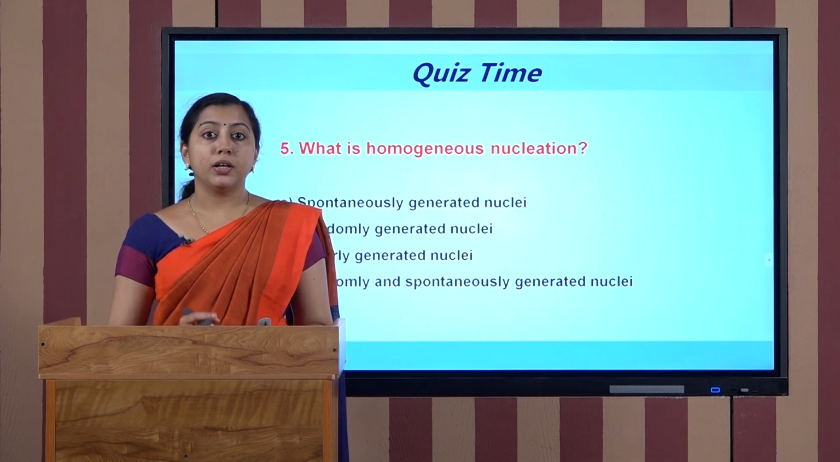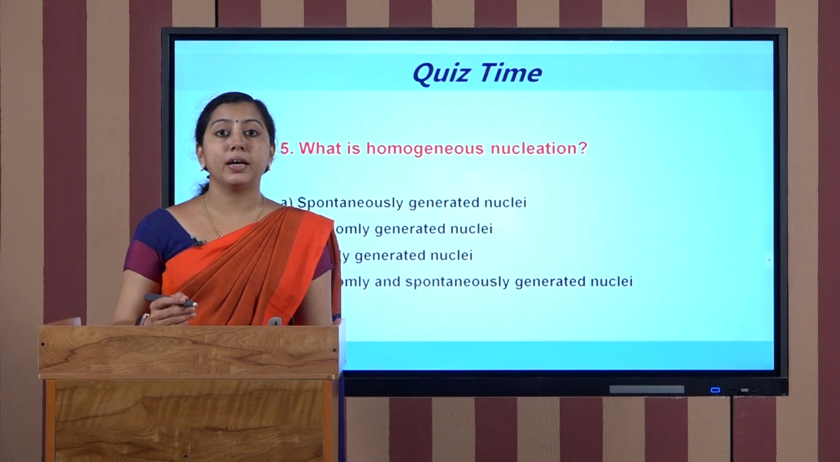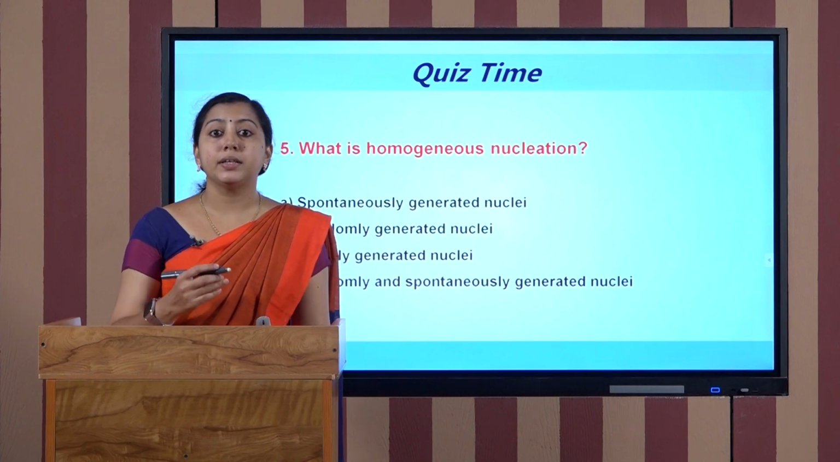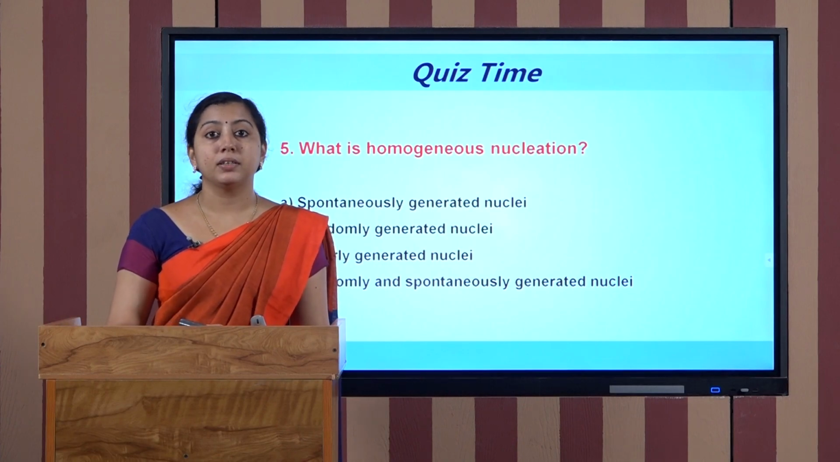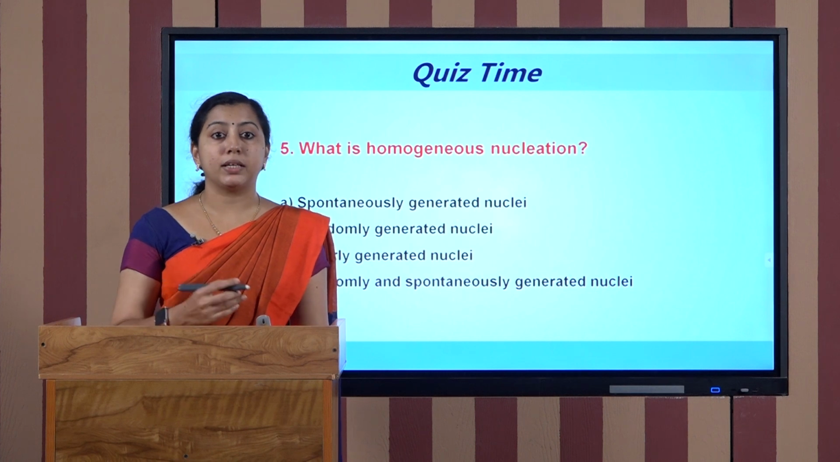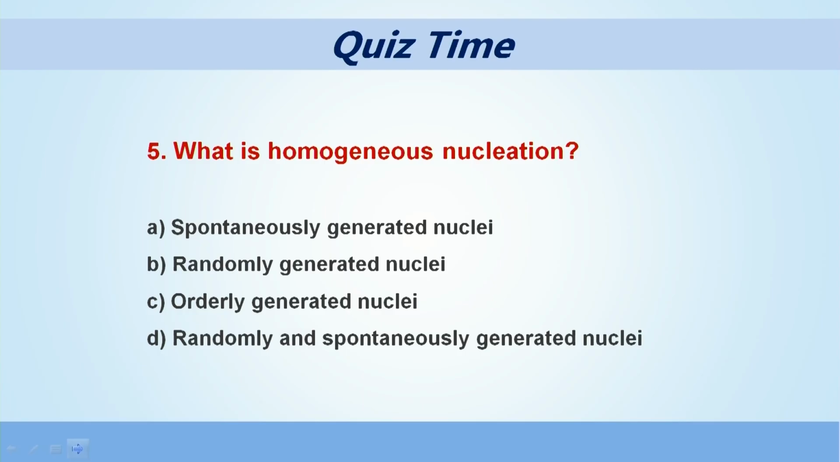We have seen that nucleation is of two types, homogeneous nucleation and heterogeneous nucleation. In homogeneous nucleation, there will be randomly and spontaneously generated nuclei, tiny ordered arrangement of atoms to form nuclei, and these atoms will be randomly and spontaneously generated. Therefore, the correct option is option D, randomly and spontaneously generated nuclei.